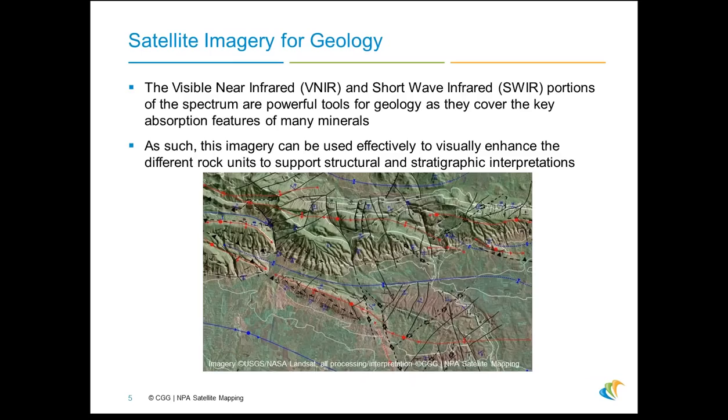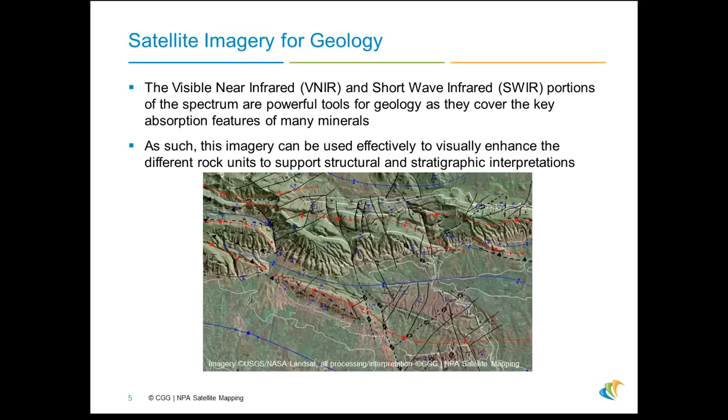Each feature we see has its own spectral signature, and there may be distinctive features about this signature which can help us to identify and map it using spectral analysis tools. The visible near-infrared, known as VNIR, and shortwave infrared, known as SWIR, portions of the spectrum are powerful tools for geology because they cover key absorption features of many geologic minerals. So whilst improving the visualization capability of the imagery, as we'll see later, improved spectral information also provides an opportunity to extract more information at a spectral signature level, which can support both lithological as well as mineralogical anomaly assessments.